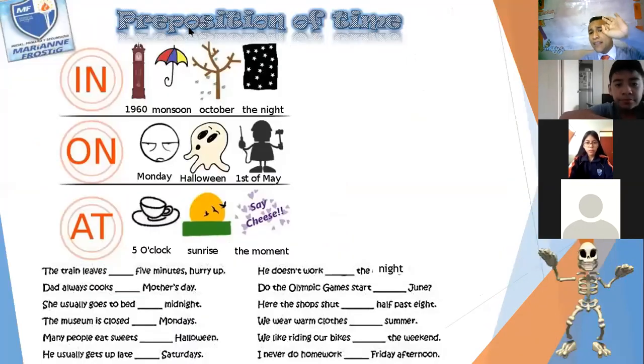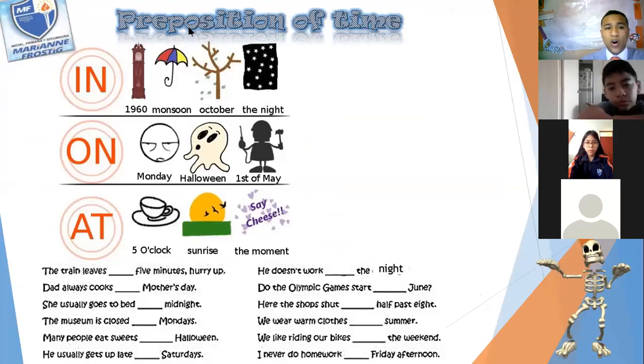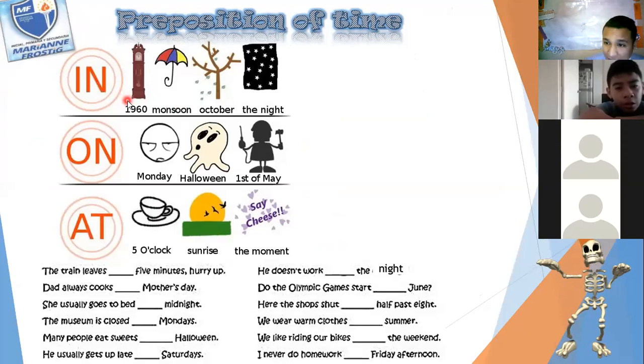Let's see. We have three prepositions, okay? The prepositions in, on, and at. Remember, in with specific years, okay? In 2020, in 2001. We use in with numbers, okay, guys, numbers. Now, we use in with the months: January, February, March, April, June, July, August, September, October, November, and what is this month, guys? November and December, okay? Perfect. We use in with this: in the night, okay? We use on with the days of the week.